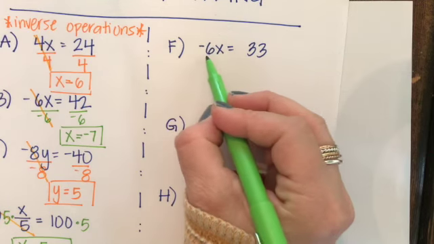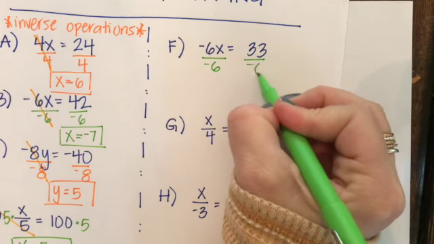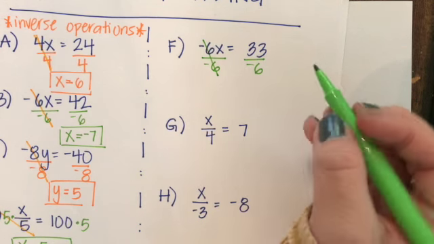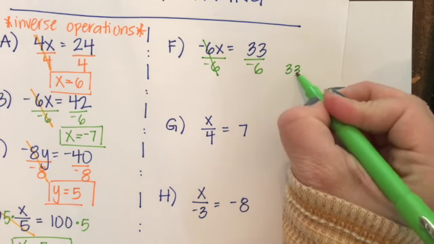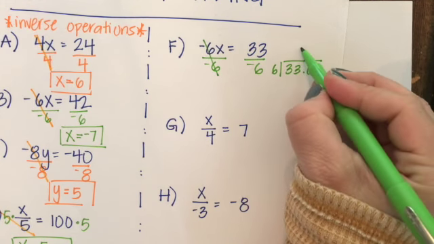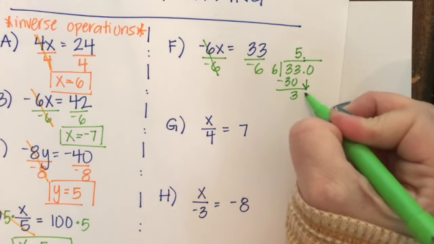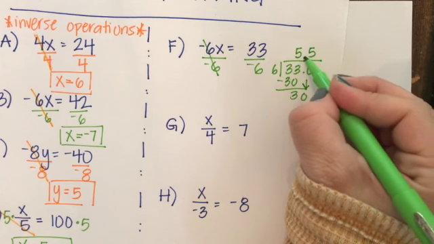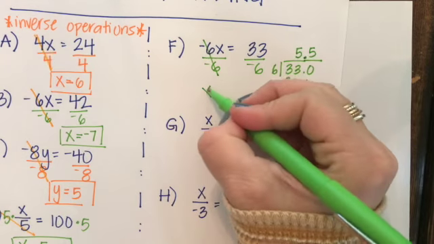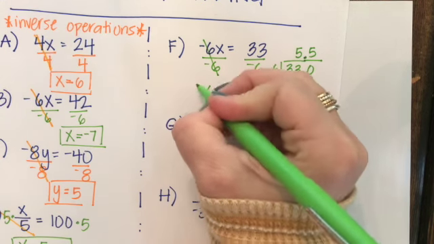Okay, so on letter F, it's negative 6 times x is 33. So I'm going to go ahead and divide both sides by negative 6. That cancels out. And if you're thinking, well, 6 doesn't go evenly into 33, that's true. So we're going to go ahead and set it up with a decimal. 6 goes into 33 5 times. 5 times 6 is 30. 3, bring down a 0. 6 goes into 30 5 times. 5 times 6 is 30. And so I'm done. And it was a positive being divided by a negative. So that's negative 5.5.